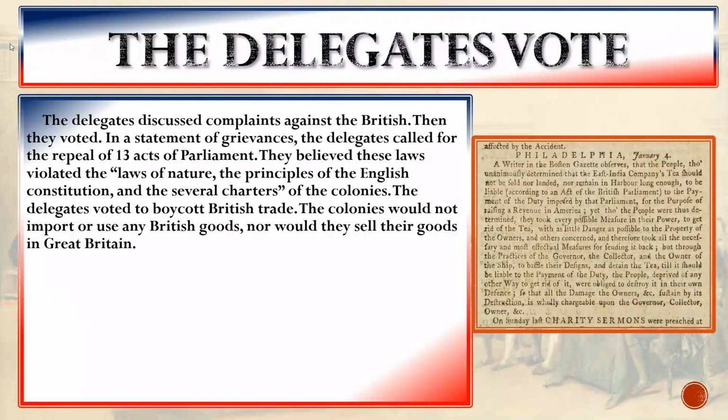So what do they vote on? Let's find out. The delegates discussed complaints against the British. Then they voted. In a statement of grievances, now a grievance is like a complaint, a formal complaint, the delegates called for the repeal of 13 acts of Parliament. They believe these laws violated the laws of nature, the principles of the English Constitution, and several charters of the colonies. The delegates voted to boycott British trade. The colonies would not import or use any British goods, nor would they sell their goods in Great Britain.